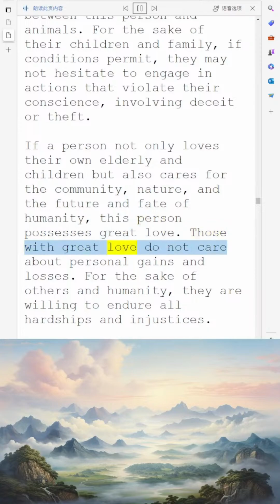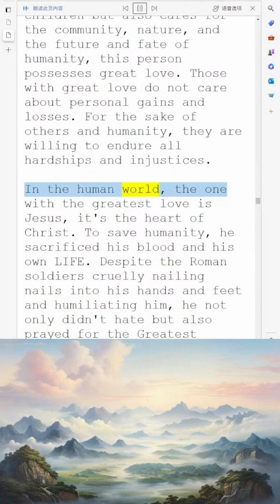Those with great love do not care about personal gains and losses. For the sake of others and humanity, they are willing to endure all hardships and injustices. In the human world, the one with the greatest love is Jesus. It's the heart of Christ. To save humanity, he sacrificed his blood and his own life.